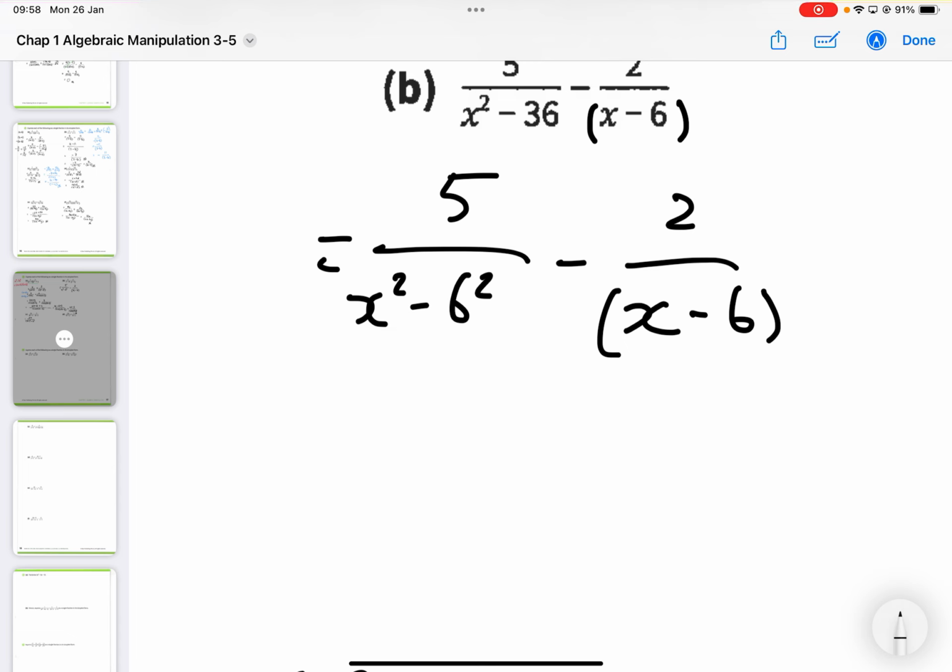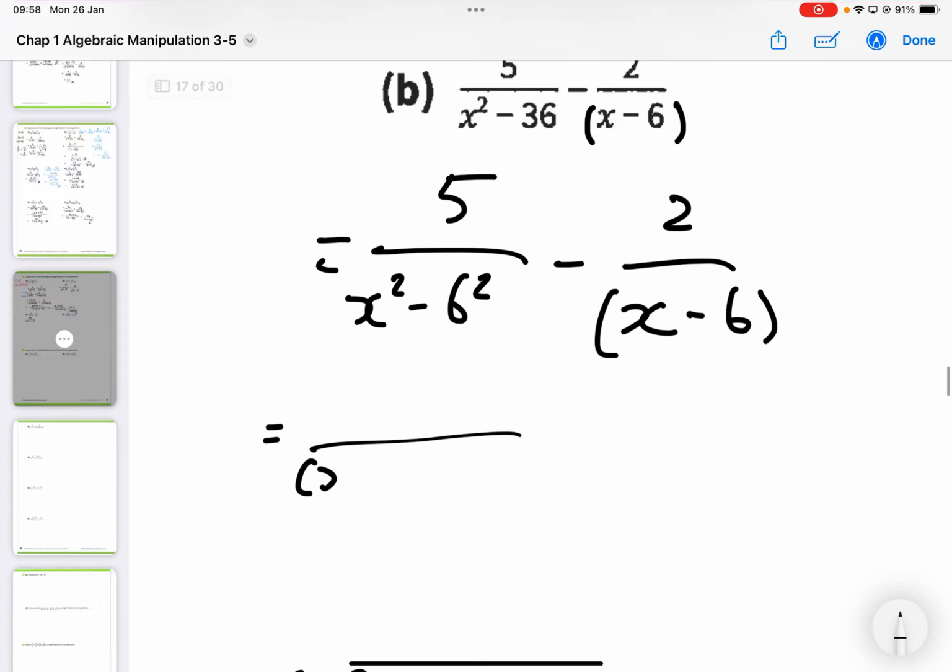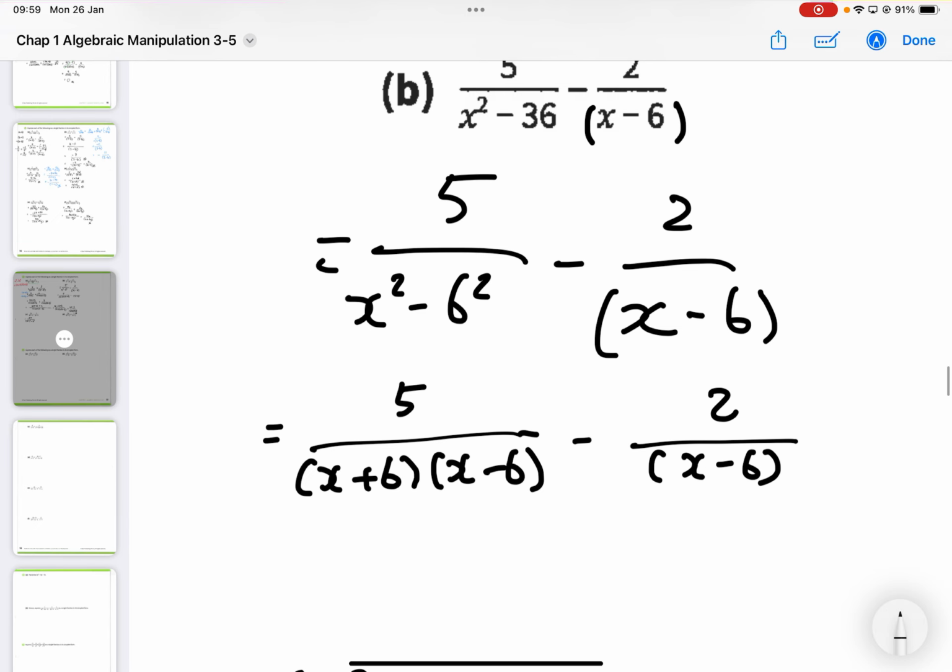Okay, those who are done can double check. I have a difference in squares. Something square minus something square. So I can write it as the front plus the back, the front minus the back. Okay?